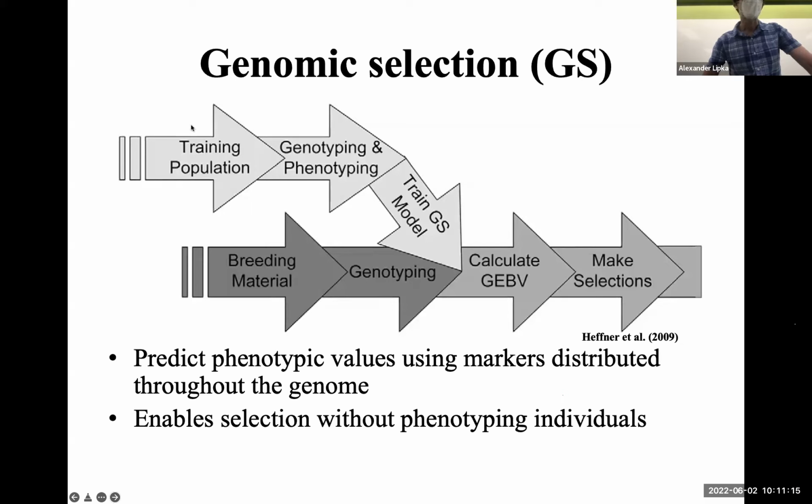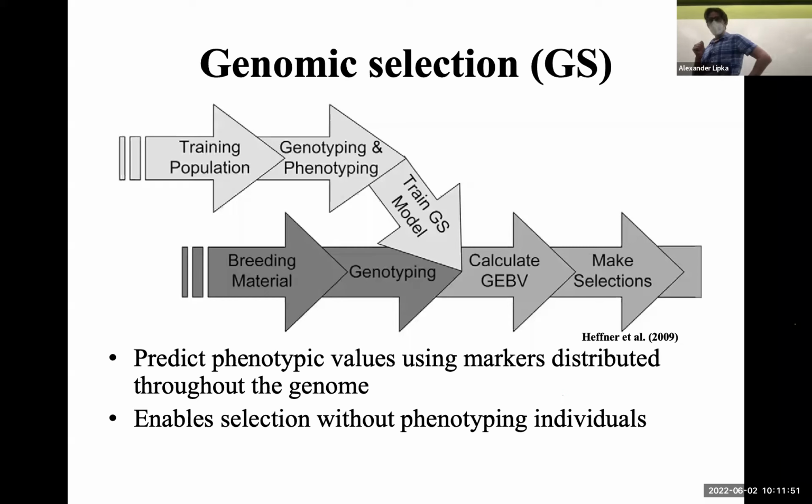We have a training population that are both genotyped and phenotyped. And so we fit our genomic selection model, right? Our Y variable is the trait of interest, and our X variables are a genome-wide set of markers. So we fit this model in our training set. Then we go to some breeding material that are genotyped with the same markers, and we basically plug and chug these genotypic values into our model. We calculate predicted breeding values, genomic estimated breeding values. Then we use this to make selections.